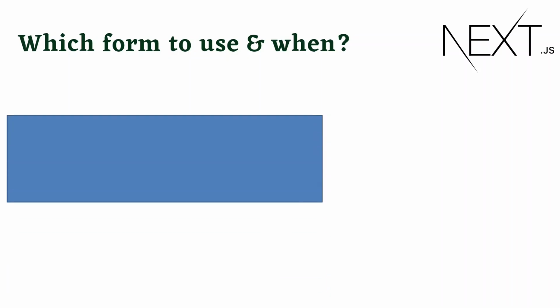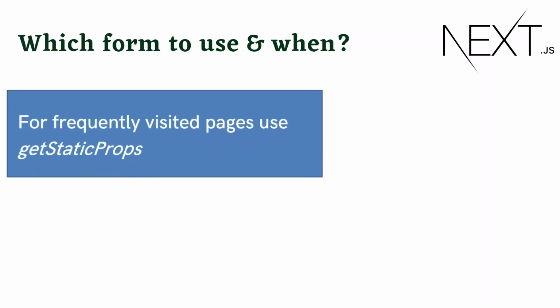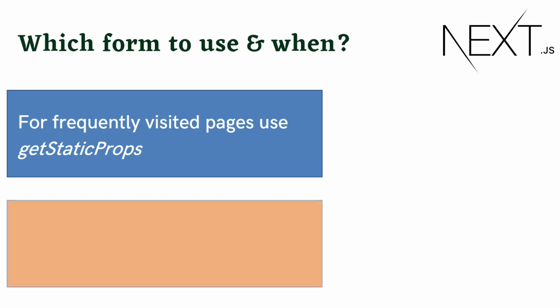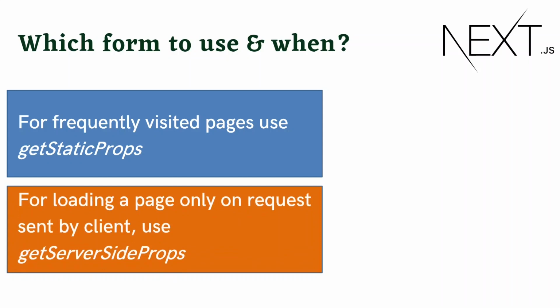So we can see which form to use when. For frequently visited pages, like a contact us page, about us page, or home page, we can use the getStaticProps. And for loading a page only on a request sent by the client, we can use getServerSideProps. And make sure you are using only one technique in a component. Either you can use getStaticProps or getServerSideProps, but you cannot use both of these forms in only one page or in only one component. So make sure you do that.